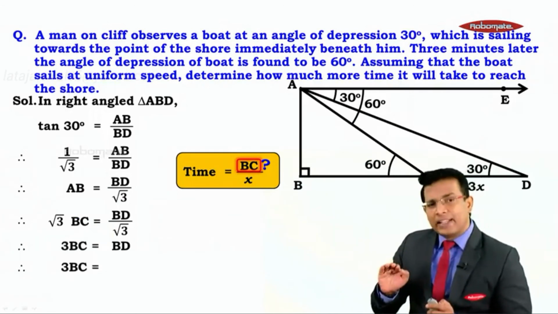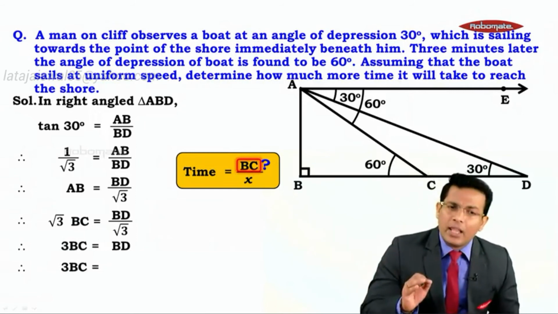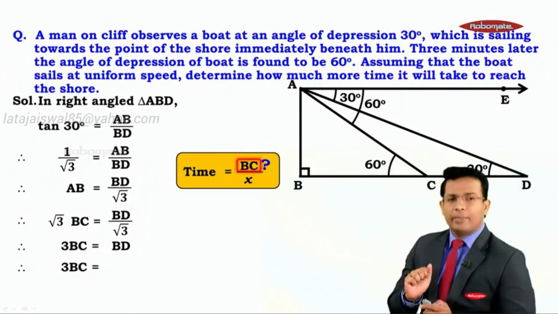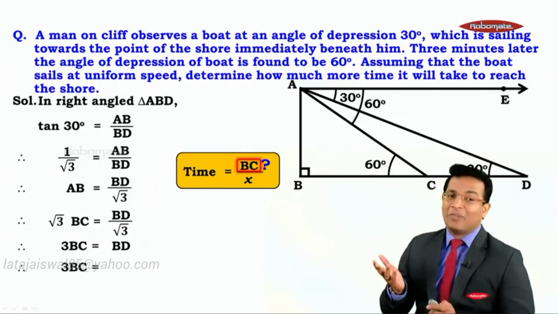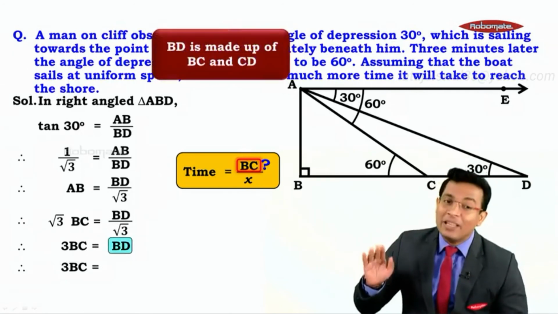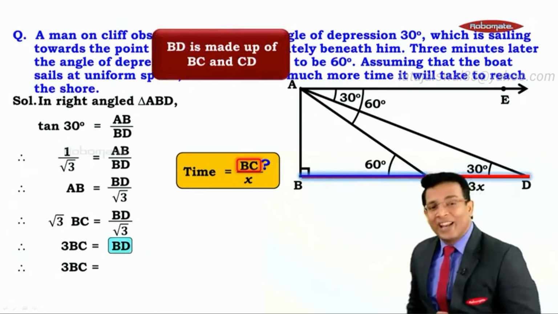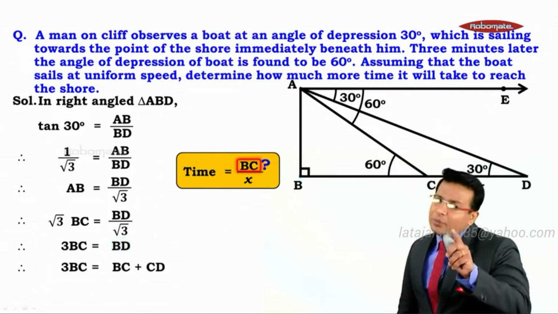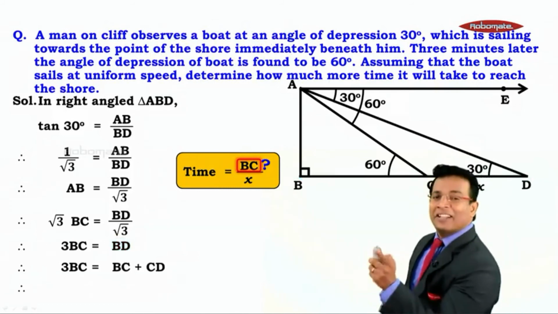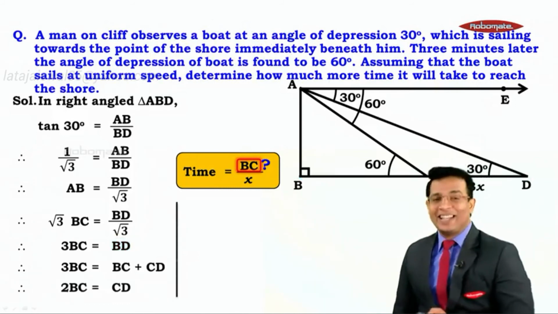So 3 BC remains as it is. We need to get the length of BC. But here on the right hand side we have BD. Do we require BD? No. So what can we write for BD? BD is nothing but we can say that BD is nothing but BC plus CD. So we write it there. So it is BC plus CD. Now take this BC from the right hand side onto the left hand side. So we'll have 2 BC is equal to CD.